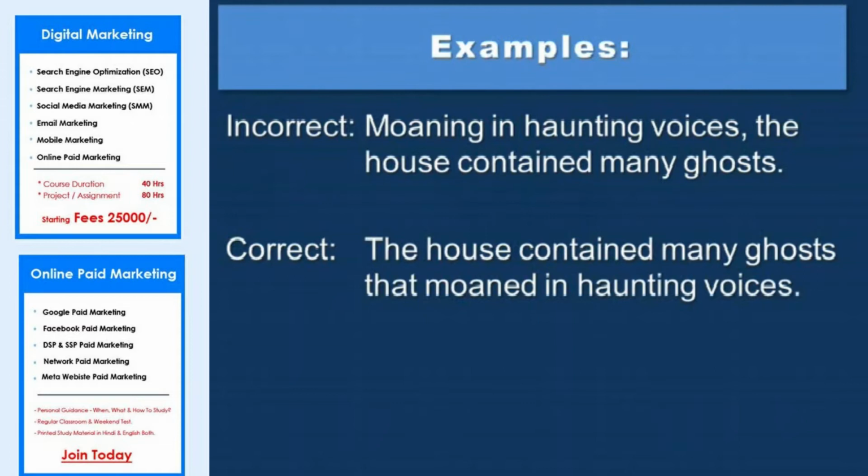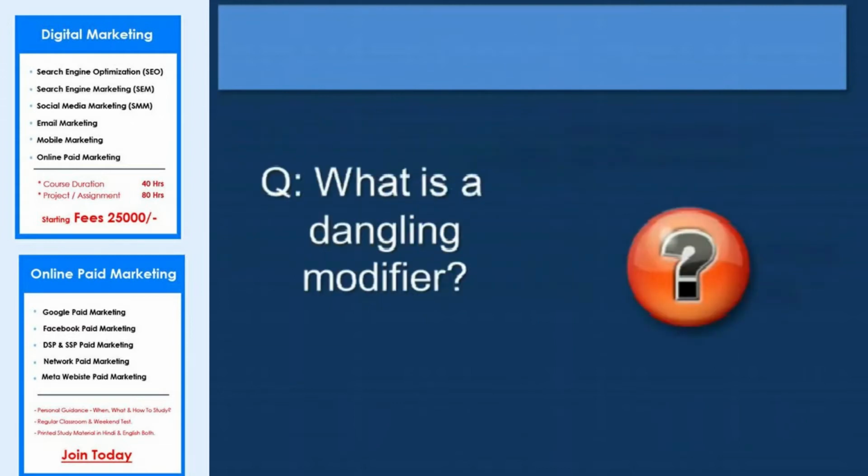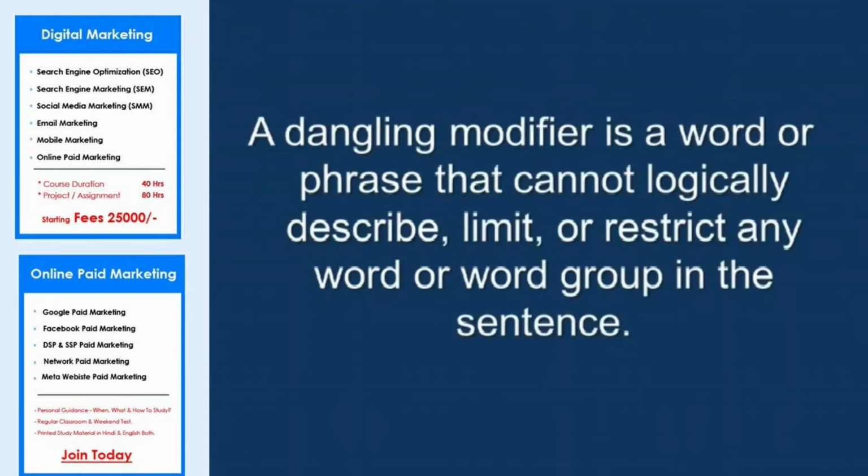Now, what is a dangling modifier? A dangling modifier is a word or a phrase that cannot logically describe, limit, or restrict any word or word group in the sentence. A few examples coming up.